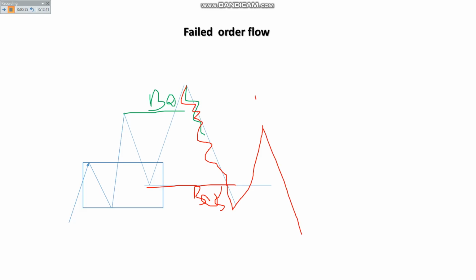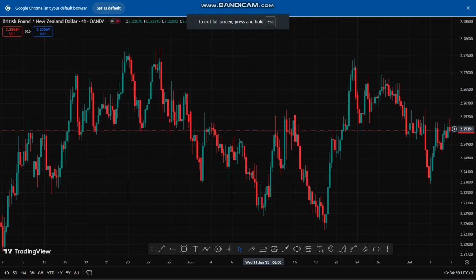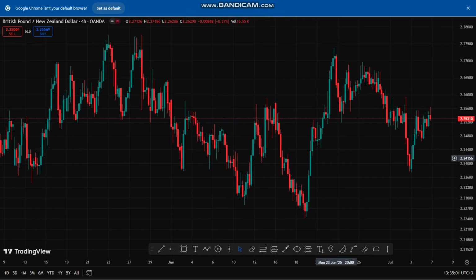So the only order flows that we are constantly checking are unmitigated, sorry, and failed order flow. Those are the only levels that will give us sells or maybe buys if the market is reversing. So failed order flow, we are using them to trade reversals, and unmitigated order flow, we are using them to trade continuation. So if you understand that, let's go to the chart and check what I'm talking about.